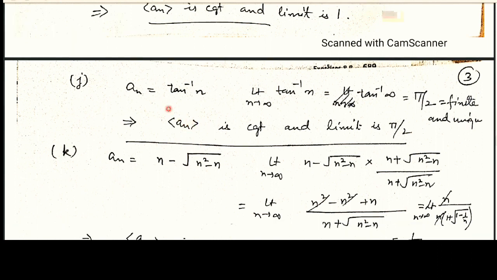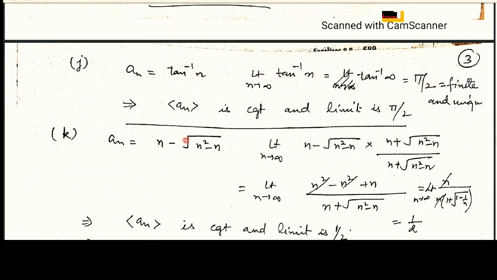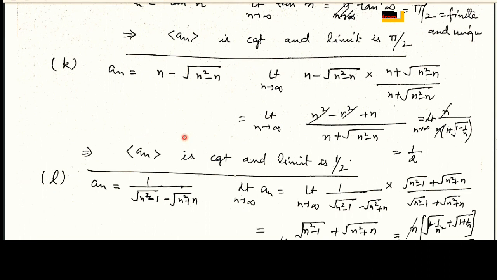Now in the jth part, when you find the limit of tan inverse of infinity, we have pi by 2, which is finite and unique. So our sequence is convergent and the limit is pi by 2. In the kth, we have infinity minus infinity form. So we can solve it by rationalization. When you rationalize it and simplify it, we have the limit as half as n approaches infinity. Since this number is unique and finite, our sequence is convergent and the limit is half.